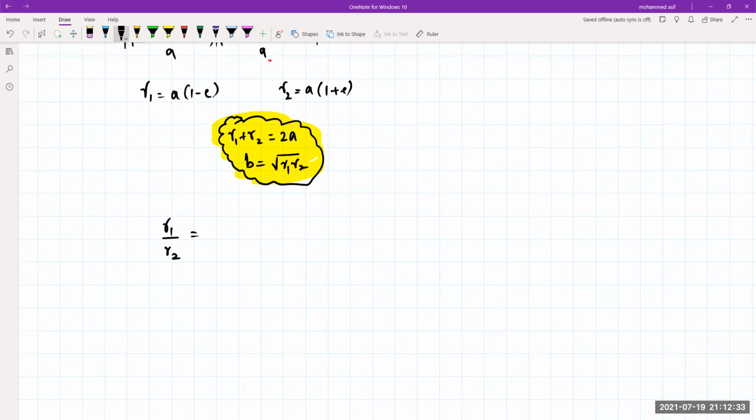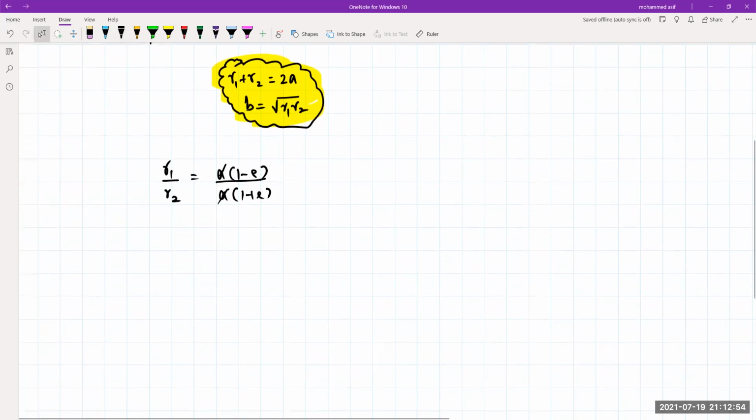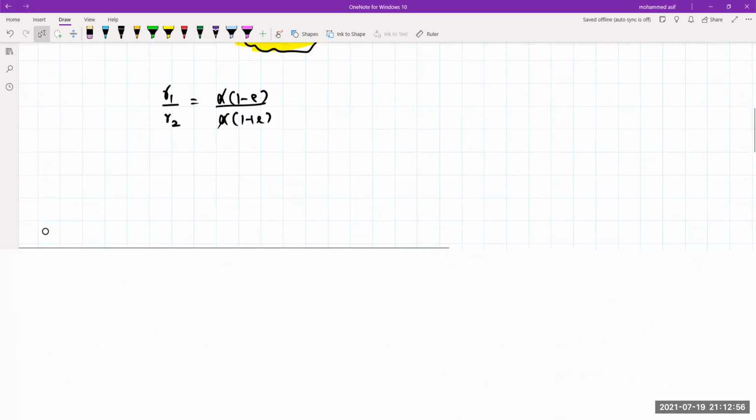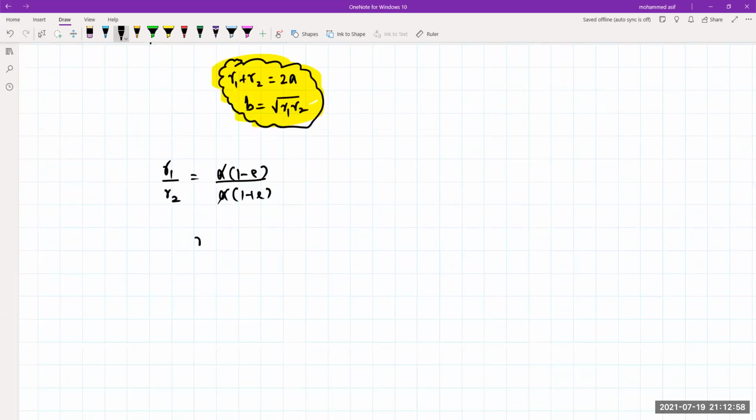What is R1? R1 is nothing but A into 1 minus E, divided by this one, which is A into 1 plus E. Like in the problem, he may be asking you the perigee distance divided by the apogee distance. That is, the nearer distance by the farther distance ratio is equal to how much in terms of eccentricity? So R1 by R2 will be equal to 1 minus E divided by 1 plus E. Very, very important relation. So I'm writing here R1 by R2 will be equal to 1 minus E divided by 1 plus E.